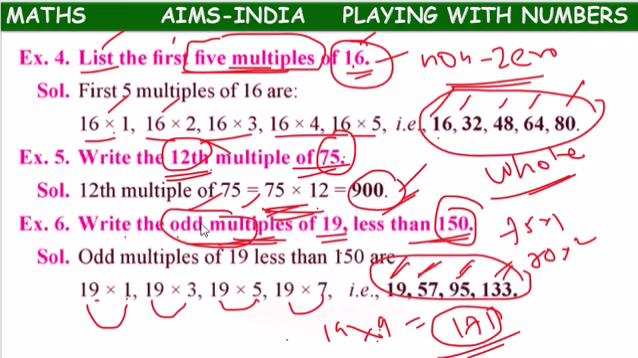Like that, they may ask odd multiples. Then the product with odd numbers only we have to include. Or they can ask even multiples also. They may ask prime multiples. Then prime numbers we have to include.